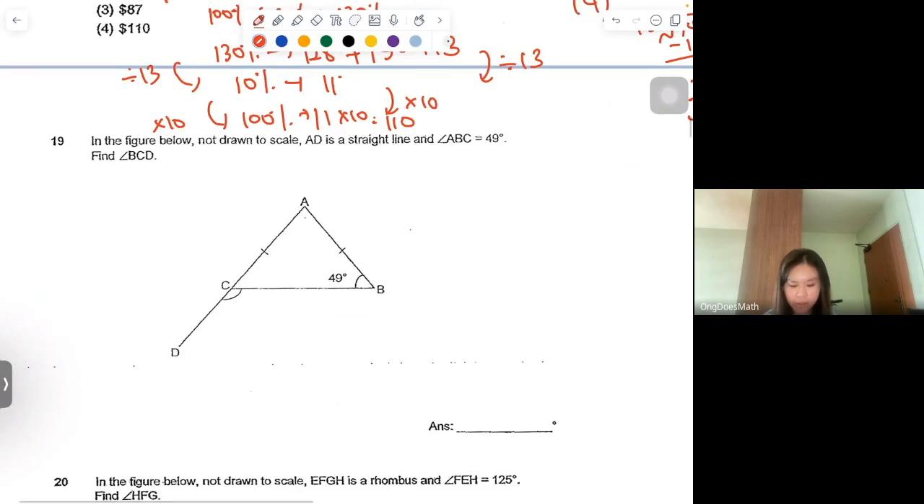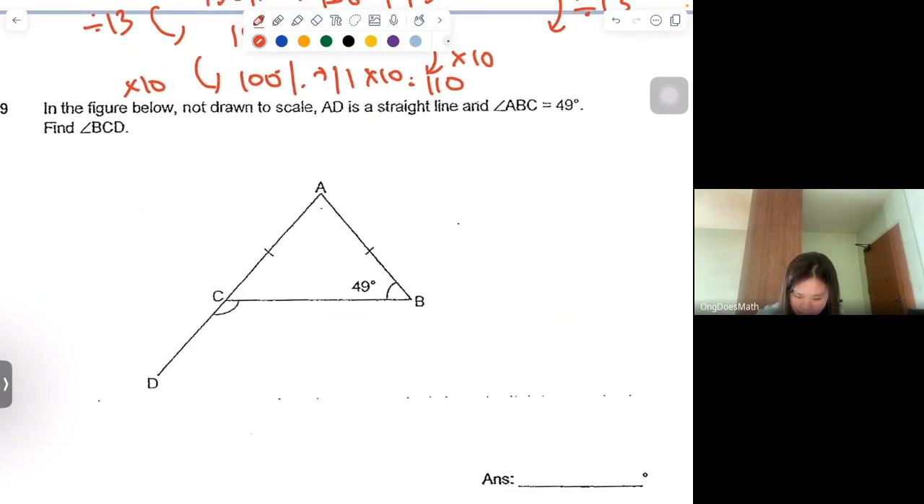In the figure below, not drawn to scale, very important, not drawn to scale, please don't take out your projector. AD is a straight line and angle ABC is 49 degrees. Find angle BCD.